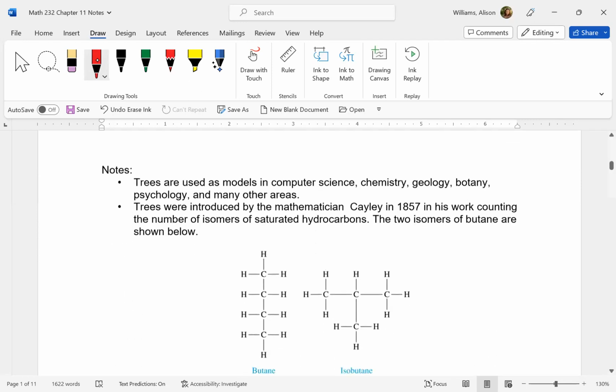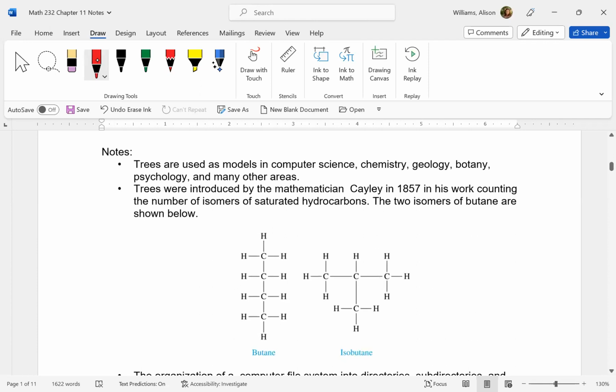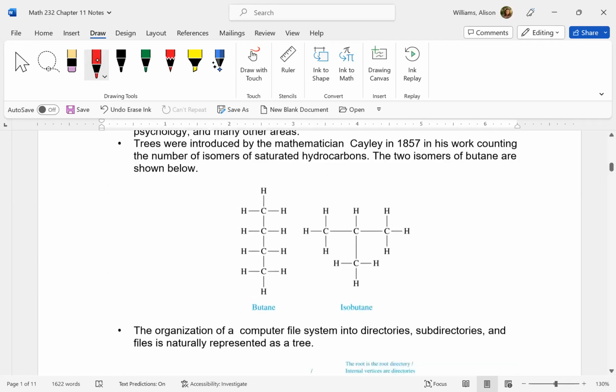So trees are used in computer science, chemistry, geology, botany, psychology, so many places. They were first introduced by the mathematician Cayley in 1857, and he was doing work on isomers of saturated hydrocarbons. Wow, use that in a sentence today. You'll feel so smart. And as you can see, these were two of the mappings that he had done, and it kind of led to these ideas of trees.